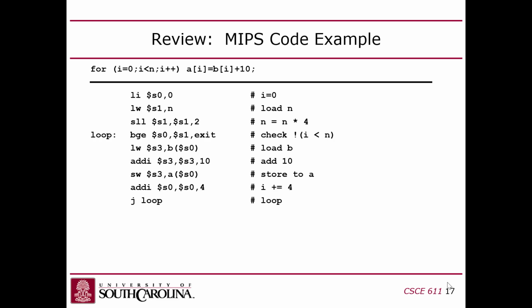Okay, and then in this case, I'm adding 4 instead of 1 to I because I'm walking by 4 bytes at a time through A and B. And likewise, I had to multiply n by 4, so I can compare that to n. Right. Okay, any questions, you all? Is that coming back to you?